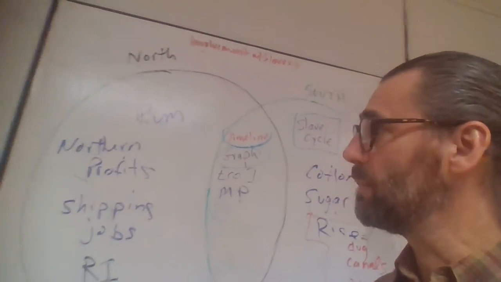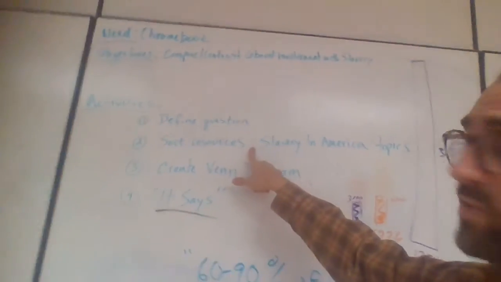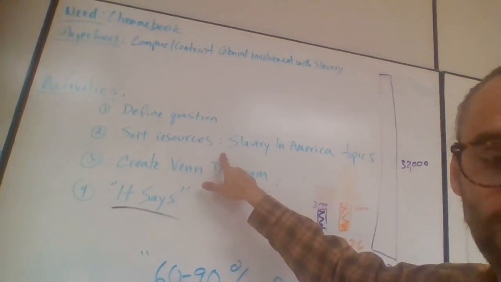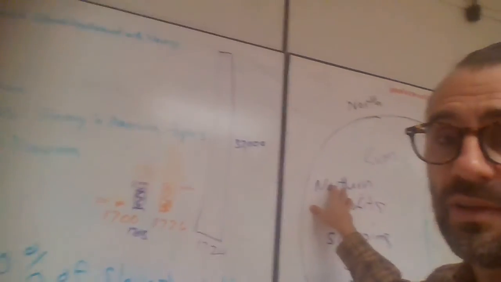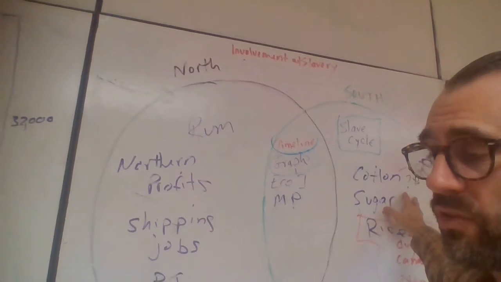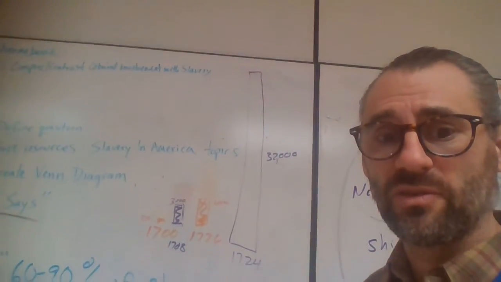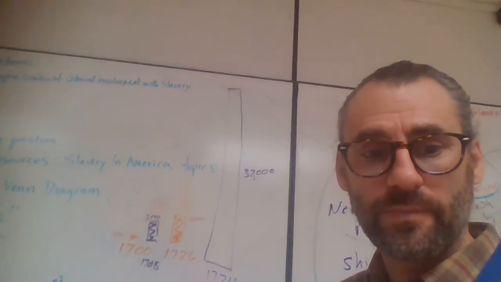So there's many examples here from the lessons, and that is what we're doing in step 2, sorting resources. This resource demonstrates the northern involvement, this resource demonstrates the southern involvement, and it's really just a quick look at all the lessons that we've already done.